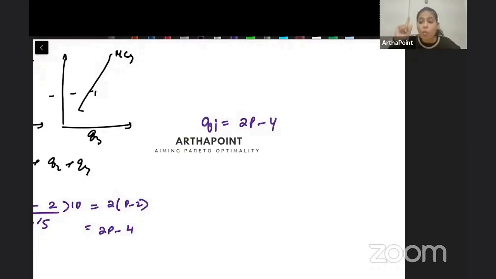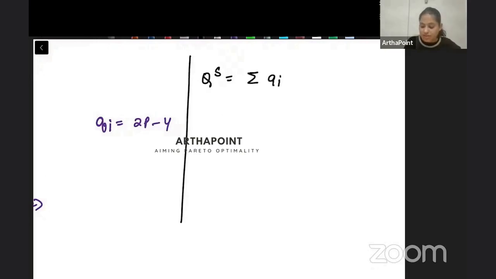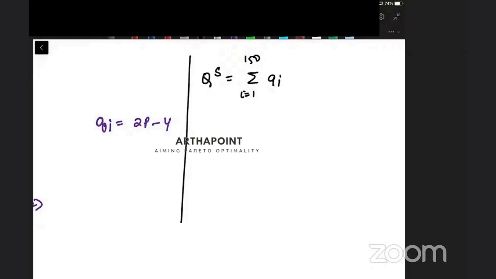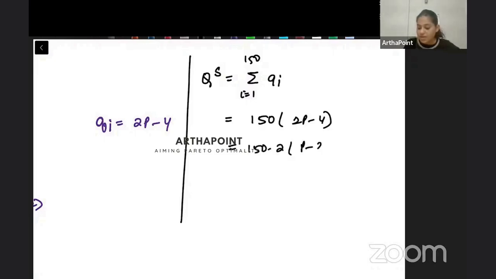How many firms are there? 150 firms. So quantity supplied in the market will be the summation of QIs, I from 1 to 150. I have to add the supply of all these firms together, which means this is going to be 150 times the supply of one firm. So this can be 150 into 2, P minus 2. So 300 P minus 2. This is my quantity supplied.